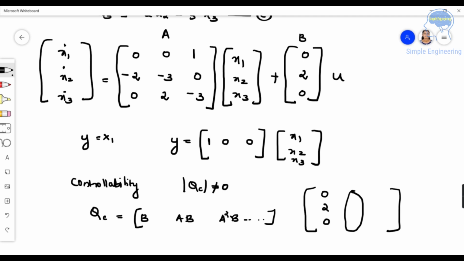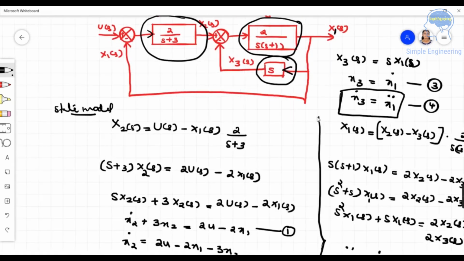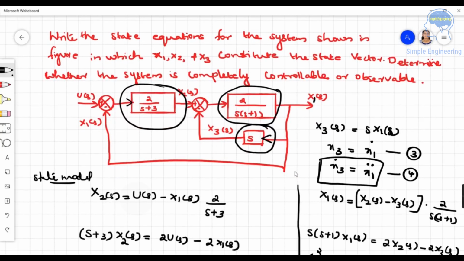And similarly for observability, you have to consider Kalman's test by using Q naught. So you will get Q naught is equal to C transpose, A transpose C transpose, then A transpose square C transpose, like that it will go. So after finding the matrix, we can find whether the system is controllable and observable or not. So hope this is clear for everyone.